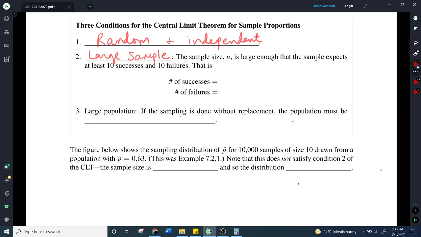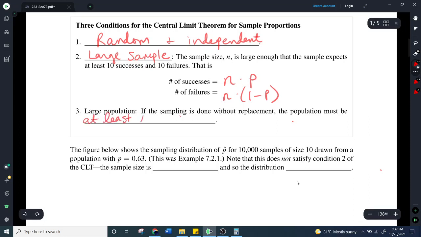In other words, the number of successes we would compute as n times p, whatever the population proportion is. And then the number of failures would be n times 1 minus p, the complement. And then finally, the population needs to be large enough so that if sampling is done without replacement, the population must be at least 10 times the sample size.